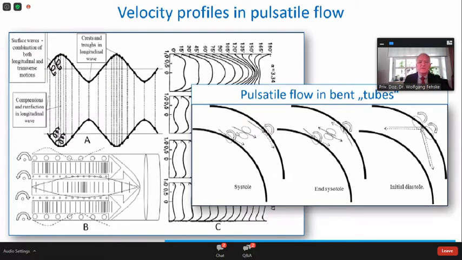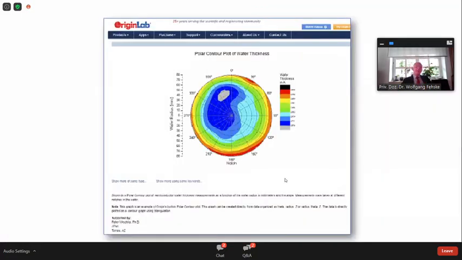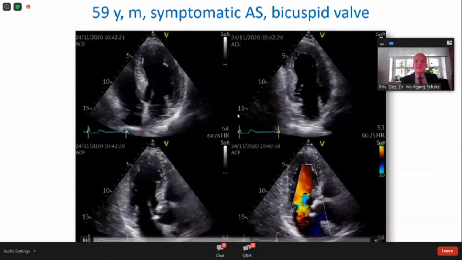And the most difficult situation is what we see in our patients, that we have curved, bent tubes in the left ventricular outflow tract, for instance. And there you must look at the directly analyzed velocity profile. There have been some ideas that you can measure the velocity profile across the subvalvular area, which is seen here in a model. And I will show you how it works normally in our routine work.